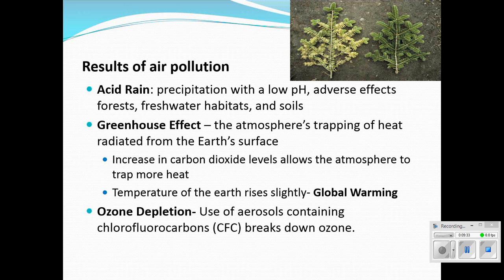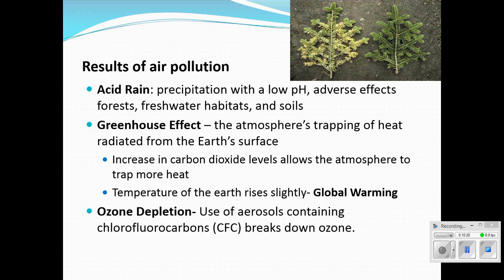Air pollution can also cause an amplification of what's called the greenhouse effect. And I'm sure you've heard of it before, but the greenhouse effect is when the atmosphere is trapping heat that's radiated from the Earth's surface. So a little bit of greenhouse effect is totally normal. That's what keeps this planet at a good temperature for us to be able to live on it. But when there's air pollution, it amplifies the greenhouse effect, and then this earth becomes too hot. So you increase the carbon dioxide levels, and that allows the atmosphere to trap even more heat. And the temperature of the earth slowly rises, and this is what is called global warming.